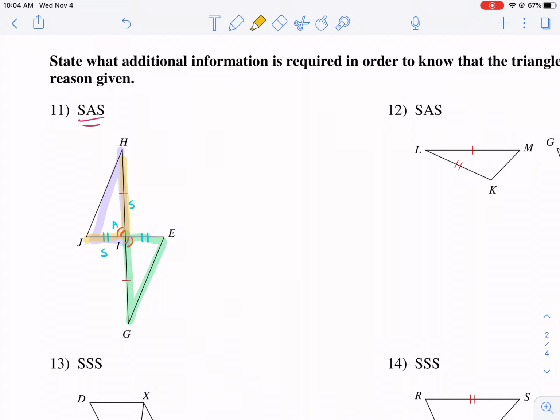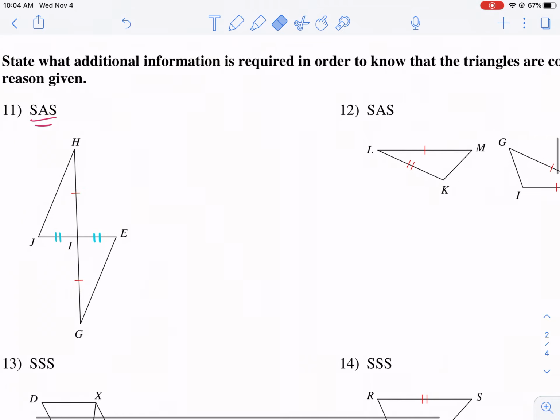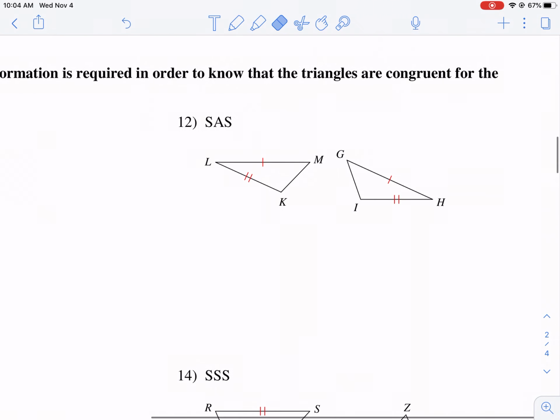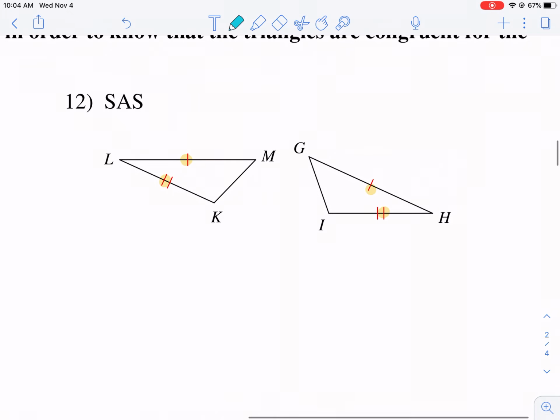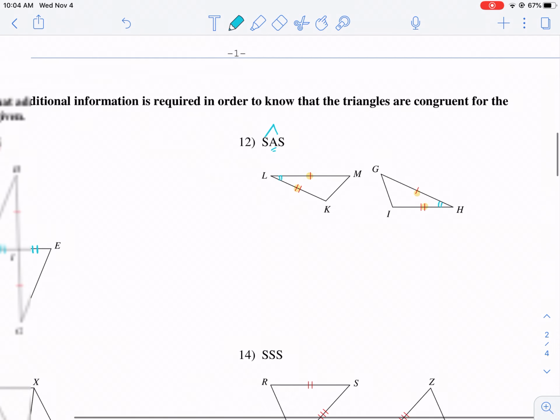What we have to add, there's a lot going on here. I'll erase everything except what you need to add. Okay, so if you were to do this problem, you would just need to add those two lines there to make it side, angle, side, because of the vertical angles. Here you'll notice that we already have two sides, so we just need the angle in between the two sides, just like that.